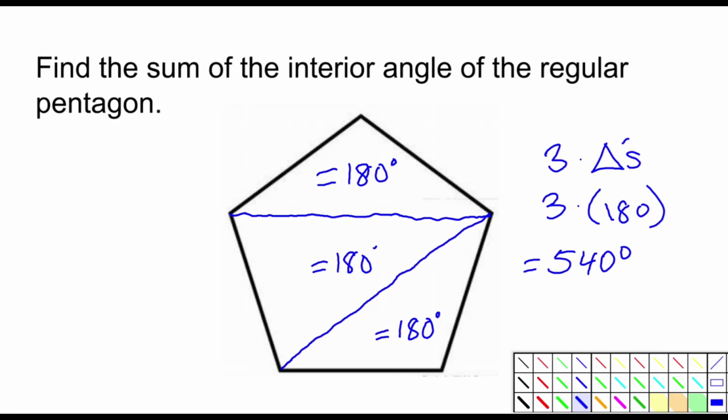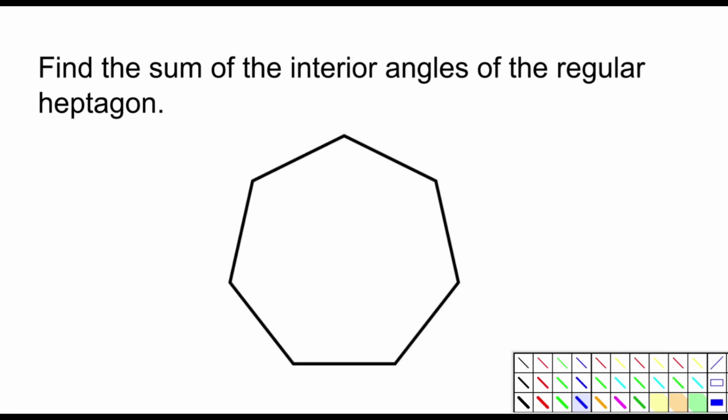Let's try one more. Here's a heptagon. For me, it's a kind of an ugly shape. I don't know why. It's odd, maybe. Maybe it's odd and it's not symmetrical. Well, it's symmetrical somewhat. But let's take a look at this one.